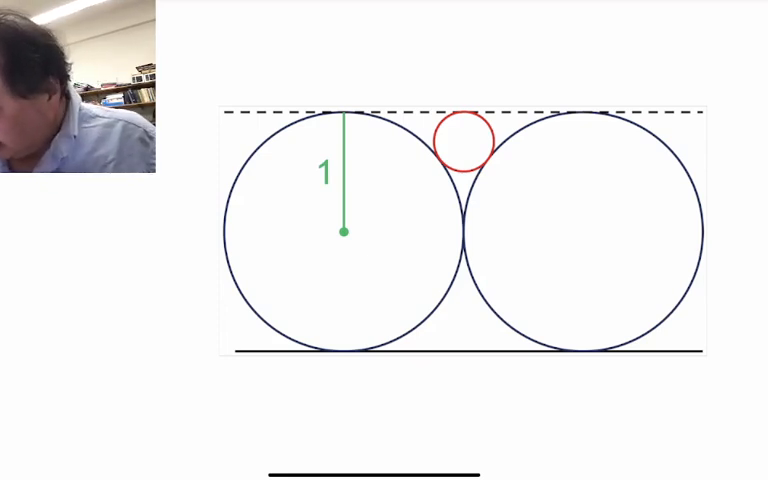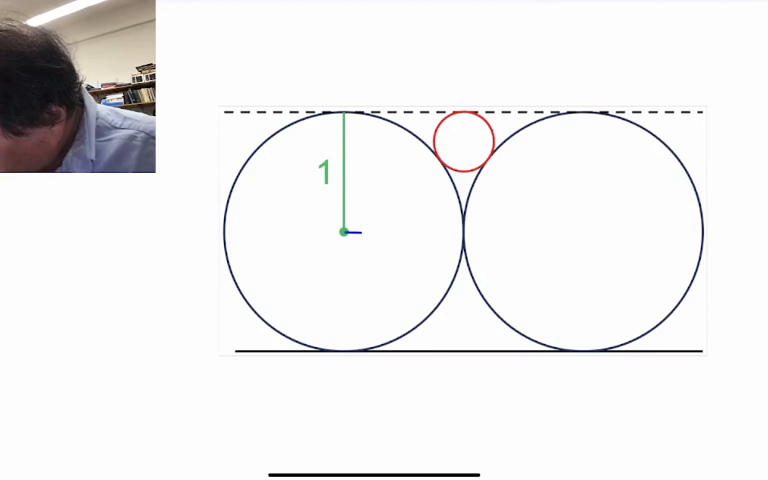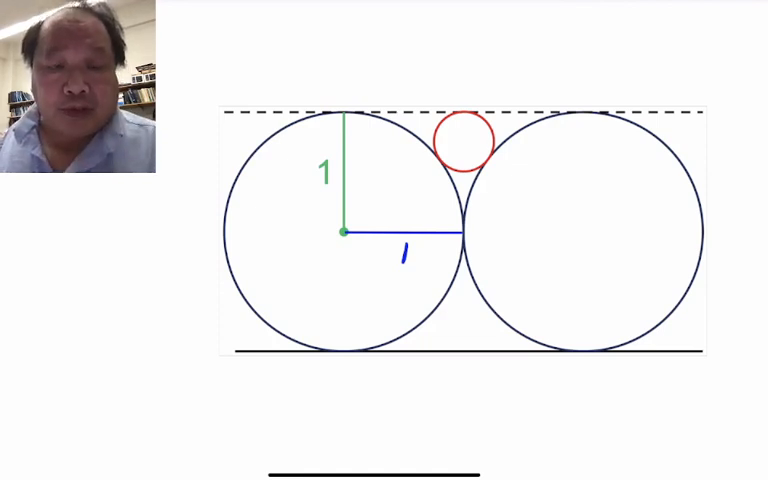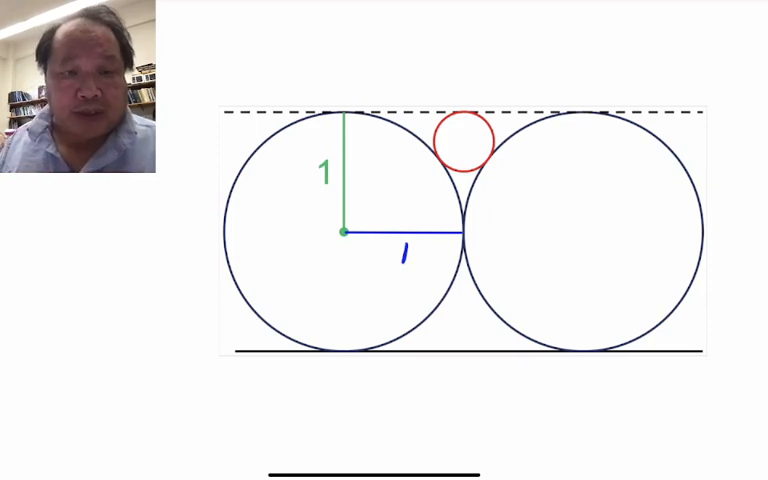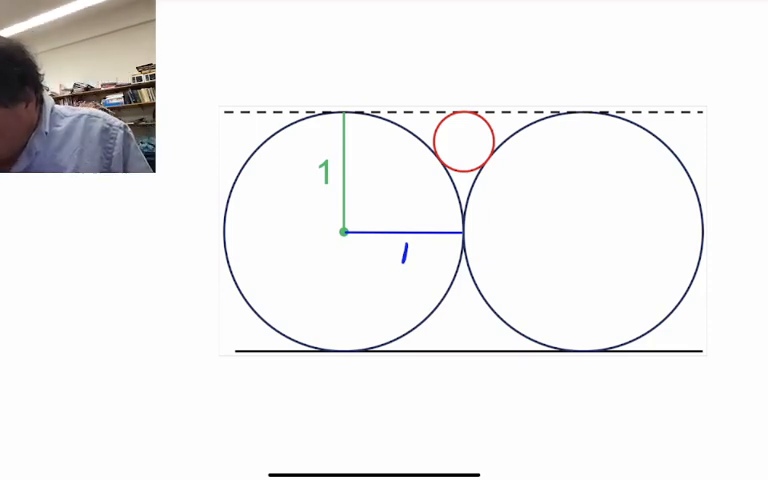First, we'll have one side, which will be the horizontal line from here to here, which, since this is of length 1, is of length 1. And then we have the point where the little red circle and the big black circle come to each other tangentially. Let me show you what I mean.